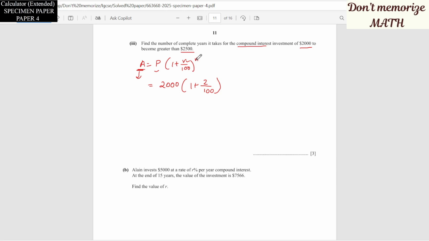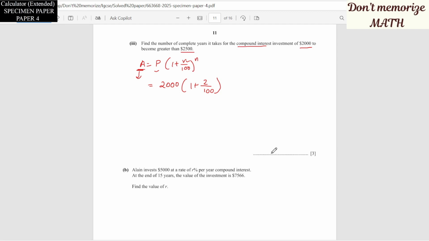It is 2400 something. No, I need more than that. So take 12. Yes, 12 is more than 2500. So just check for 11. 11 is less than 2500.